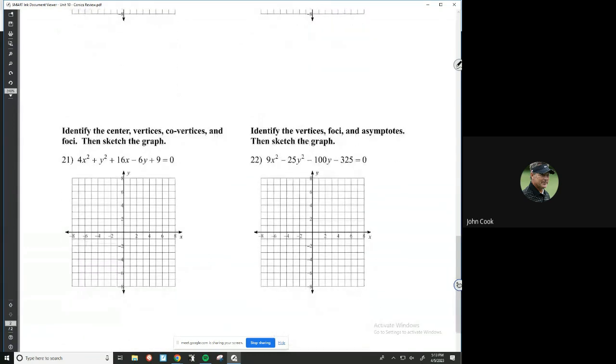Identify the center, vertices, and co-vertices and the foci. Well, you only have those things if you have an ellipse, so that's probably going to be an ellipse. And then the vertices, foci, and asymptotes.